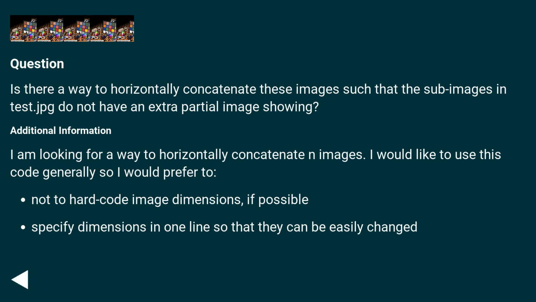Question: is there a way to horizontally concatenate these images such that the sub-images in test.jpg do not have an extra partial image showing? Additional information: I am looking for a way to horizontally concatenate images. I would like to use this code generally, so I would prefer to not hard-code image dimensions, if possible, but specify dimensions in one line so that they can be easily changed.